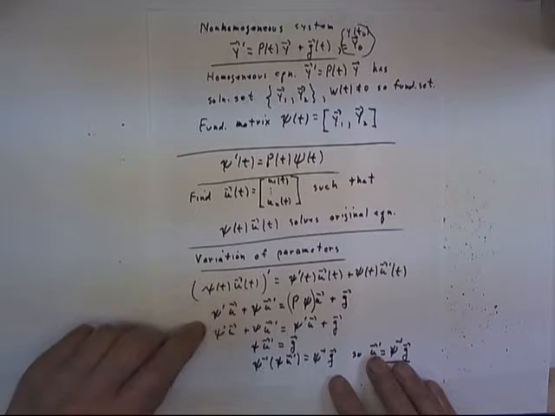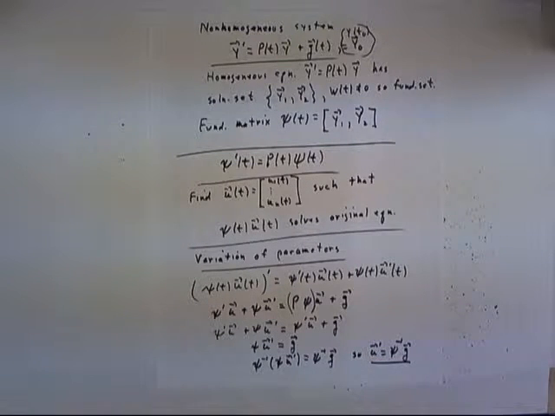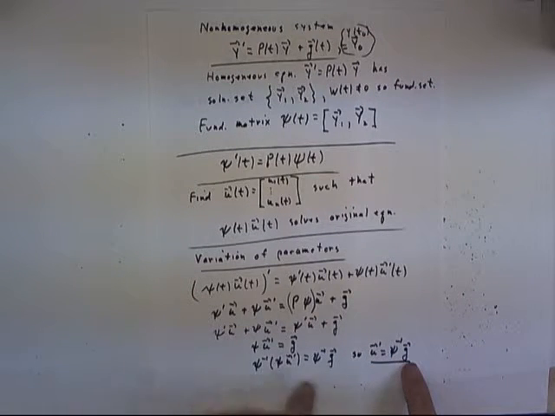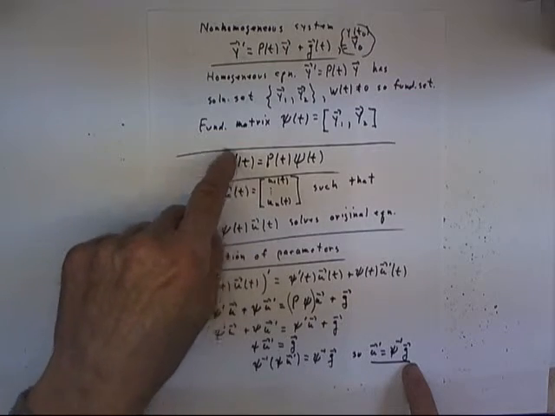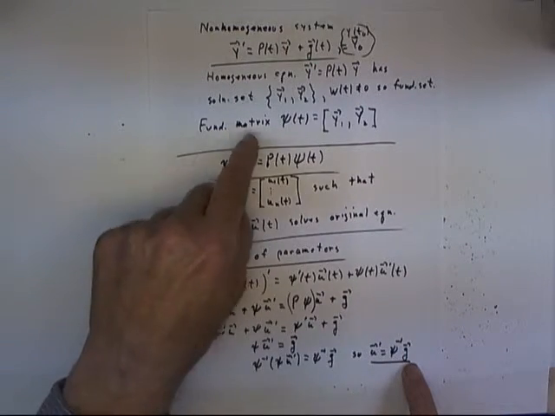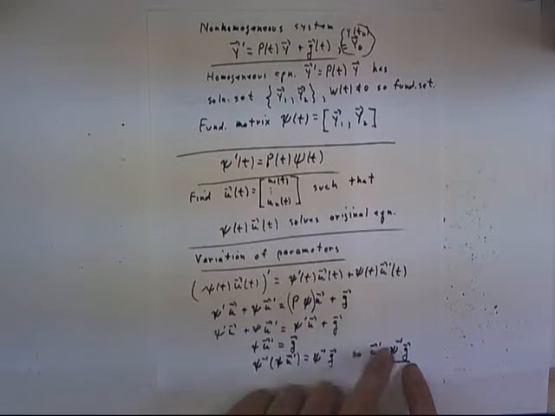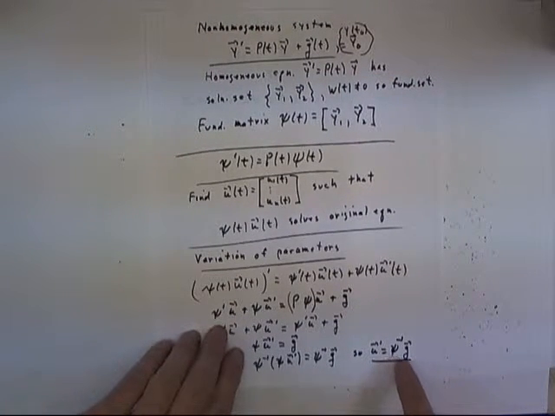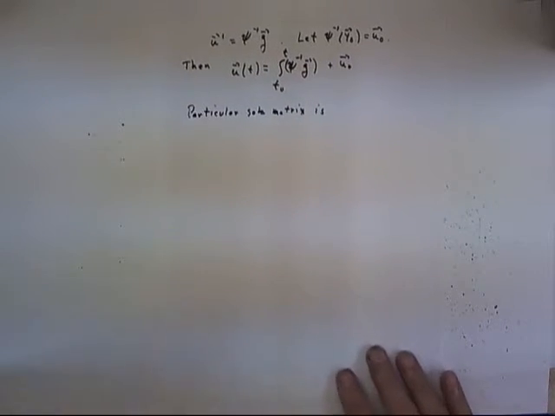And by some actually pretty simple steps, we conclude that u prime is going to be psi inverse times the g function. Remember, psi is a solution to the homogeneous equation. It's a fundamental matrix. As such, it is invertible, so that u prime is the inverse of our fundamental matrix times the non-homogeneous part, the g function.